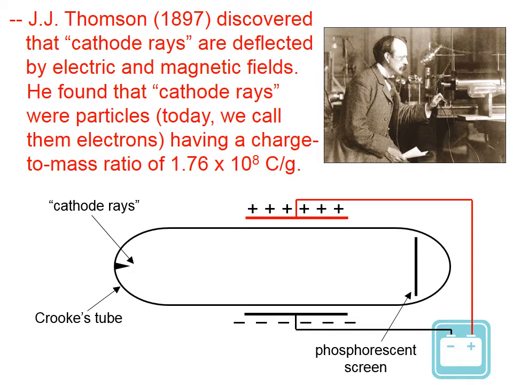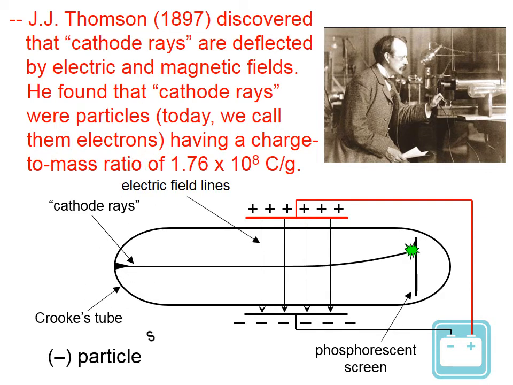And if these cathode rays are simply light, they will continue to travel in a straight line, because that's what light does. Light is not affected by electric fields. And what Thomson found was that the cathode rays deflected. They tended to veer a little bit towards the positive plate and away from the negative plate. And based on that, Thomson concluded that these cathode rays weren't like rays of sunshine. They were actually particles, and that they had a negative charge.